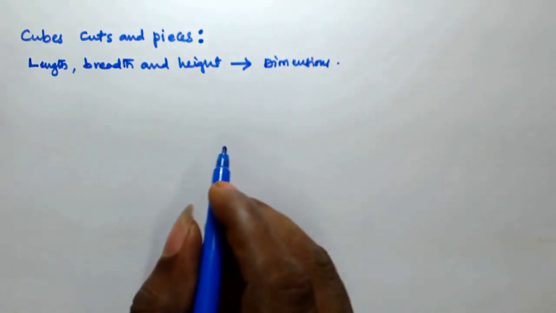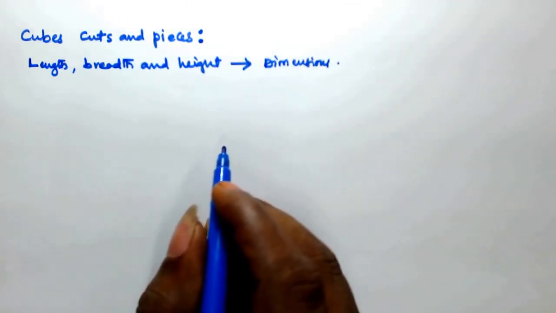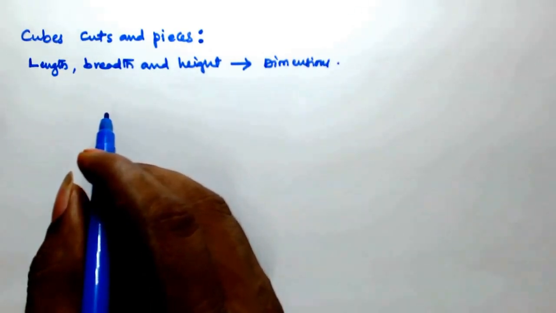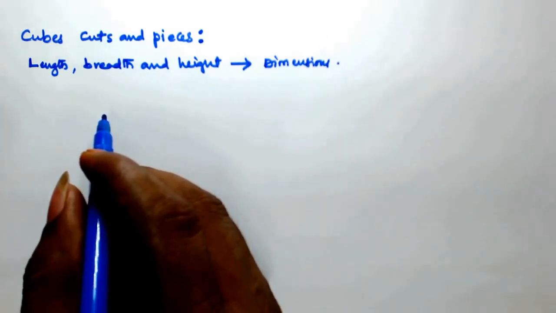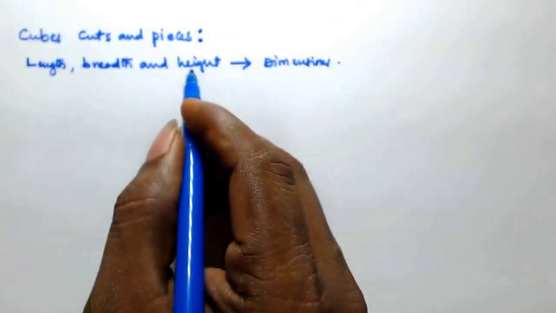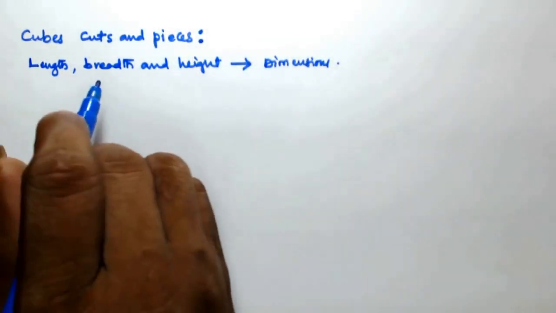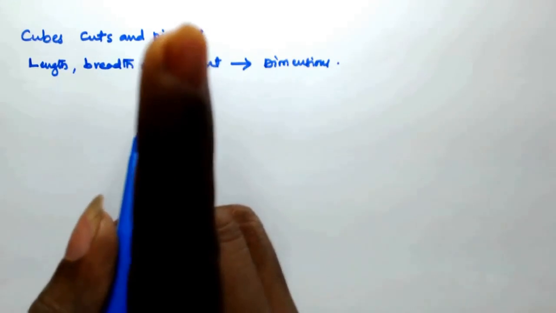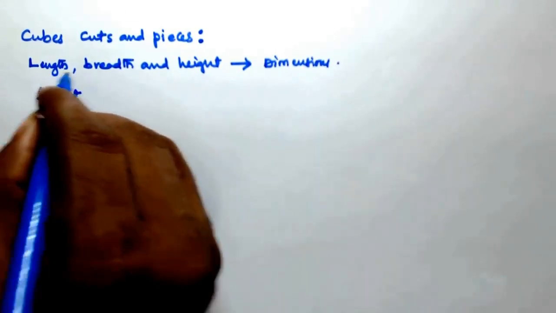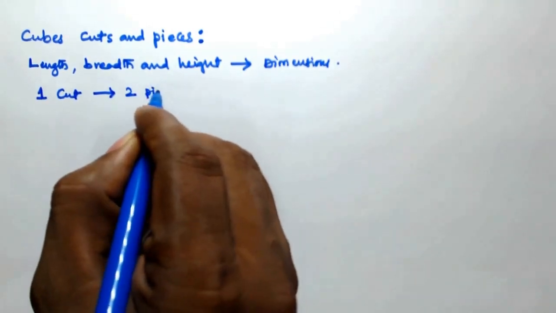Now let us first start with the questions related to cutting cubes into different numbers of pieces. For example, if a person cuts a cube along any one of its dimensions, he gets 2 pieces. We have 3 dimensions of a cube: length, breadth and height. If a person cuts one time along length or breadth or height, you will get 2 pieces, right? So one cut along any one of these dimensions will give 2 pieces.